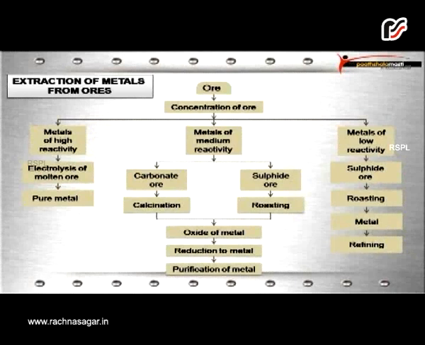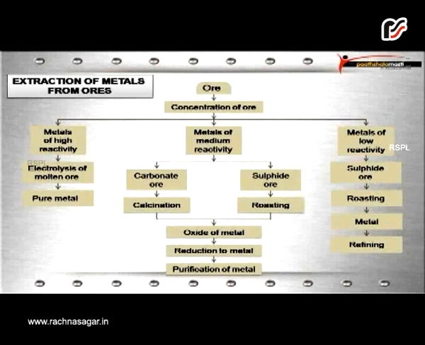Now we have other metals which have medium reactivity. Those metals may be found in the form of either carbonate ore or sulphide ore. If the metals are in the form of carbonate ore, then we have to carry out calcination. Why do we need to do calcination? Because direct reduction of carbonate ore is difficult, and when we do calcination, the carbonate ore gets converted into metal oxide, and carbon dioxide is formed. Metal oxides are very easily reduced with the help of a suitable reducing agent.